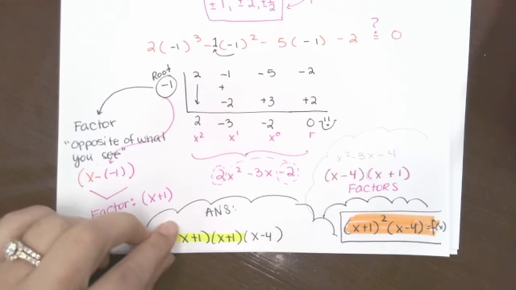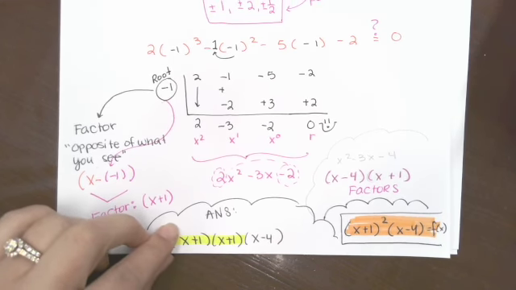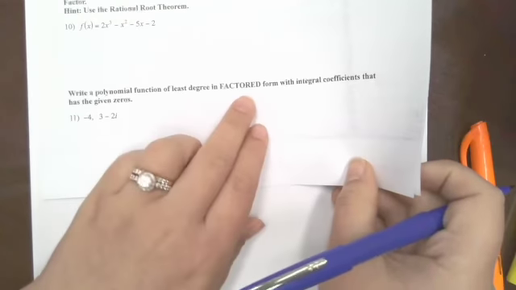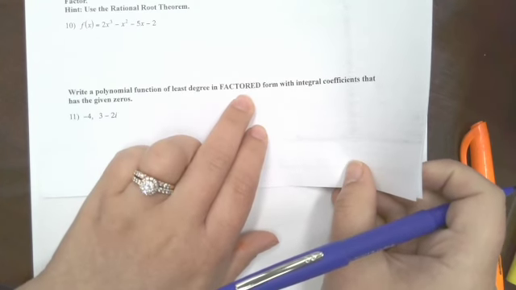11? Number 11, it's asking you to write a polynomial function of least degree in factored form with integral coefficients that has the given 0. So again, keyword here, it is bolded and capitalized: factored form. Factored means bubbles. So whenever you see factored, it means give me the bubbles.